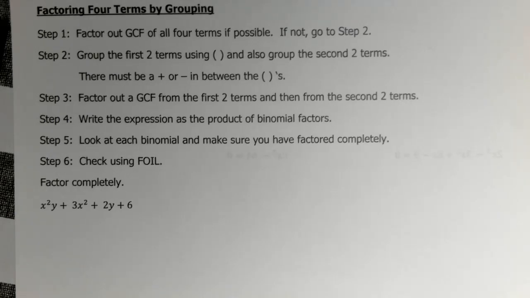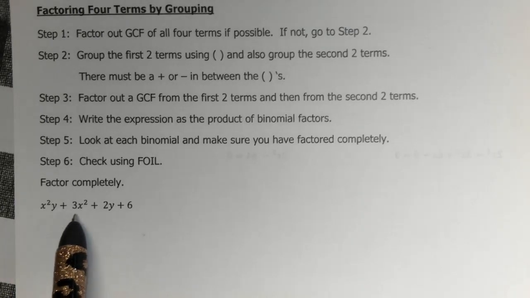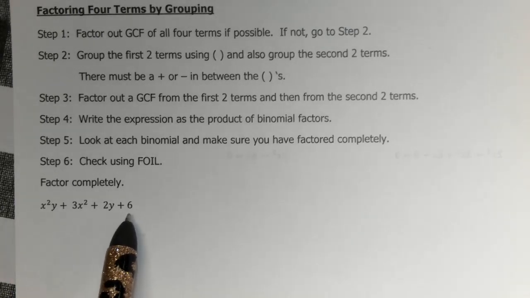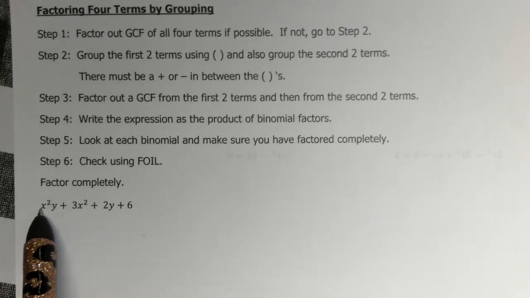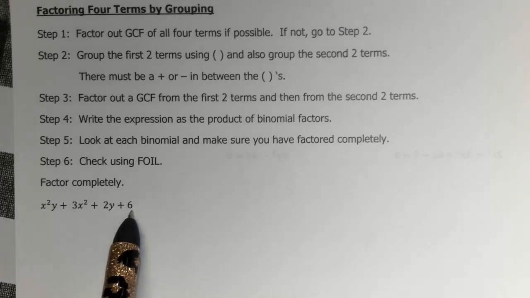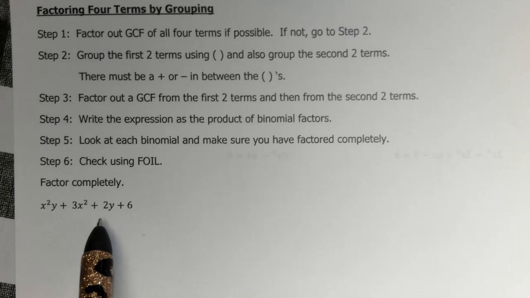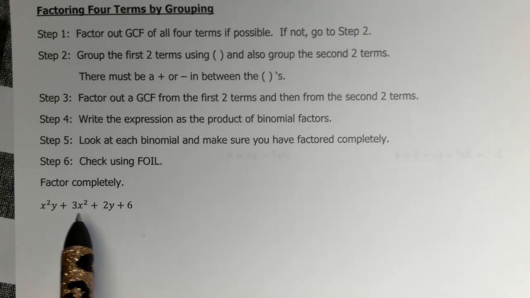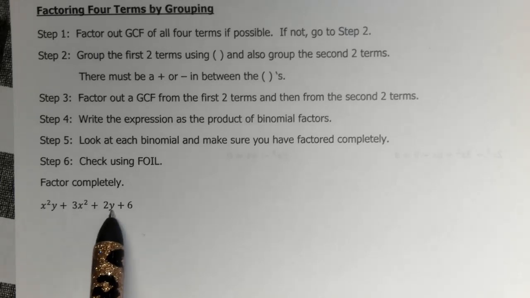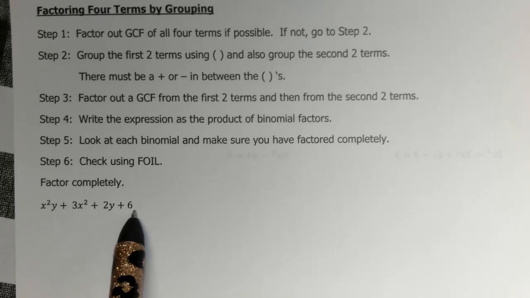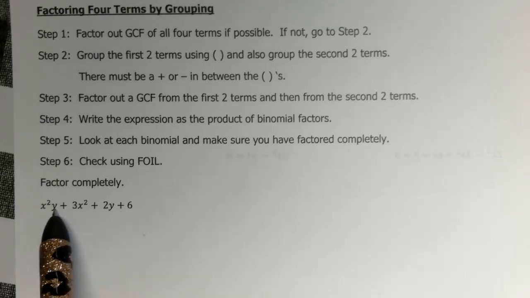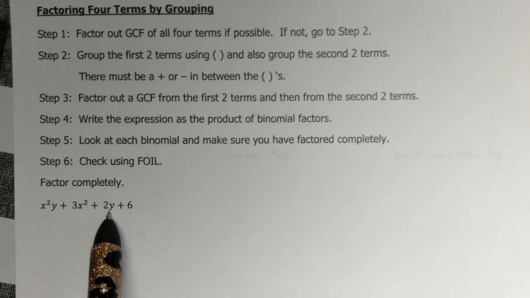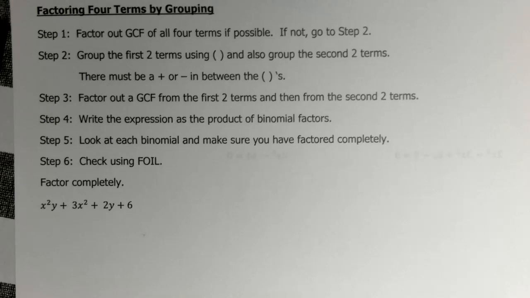Okay? So if I'm looking at x squared y plus 3x squared plus 2y plus 6, I don't have anything other than 1 right here. So 1, a 3, a 2, and a 6, I'm not going to pull out a number as a GCF because I have a 1. x squared, I don't have an x in these two terms, so I can't take that out as a GCF. Same thing with my y. I have a y in two of the terms, but I don't in the other two terms. So I don't have a GCF. Sometimes you will, sometimes you won't.